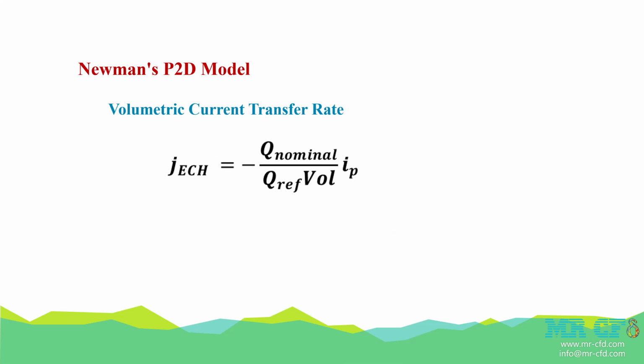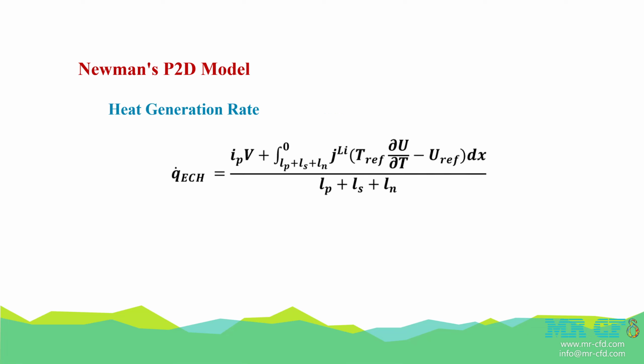Finally, we determine the source terms in the potential and energy equations. In Newman's P2D model formulation, the volumetric current transfer rate in the potential equation is computed as shown. After computing the volumetric current transfer rate, the heat generation rate in the energy equation is computed as shown.